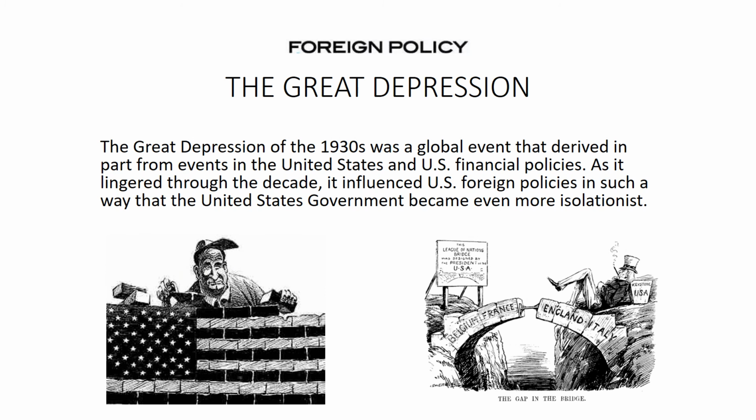The Great Depression of the 1930s was a global event that derived in part from events in the United States and U.S. financial policies. As it lingered through the decade, it influenced U.S. foreign policies in such a way that the United States government became even more isolationist.